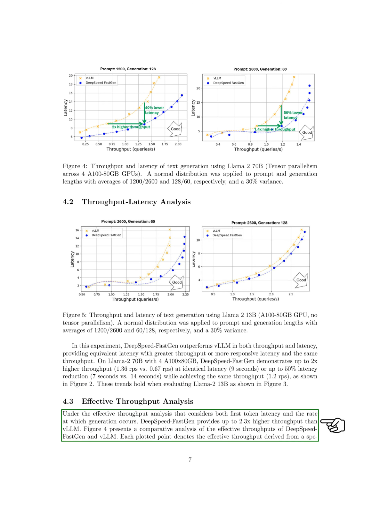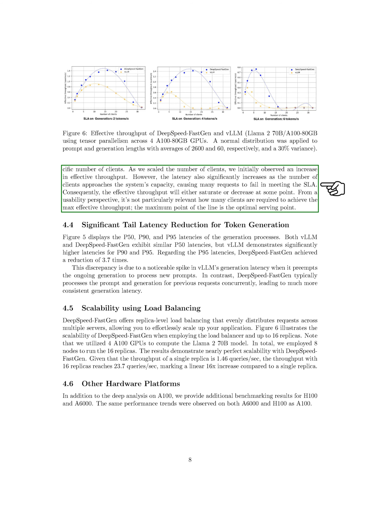In our effective throughput analysis, which considers both the latency of the first token and the rate of generation, DeepSpeed-FastGen provided up to 2.3 times higher throughput than vLLM. As we increased the number of clients, we initially saw an increase in effective throughput. However, as the number of clients neared the system's capacity, the latency also significantly increased, causing many requests to fail to meet the SLA. As a result, the effective throughput either plateaued or decreased at some point.